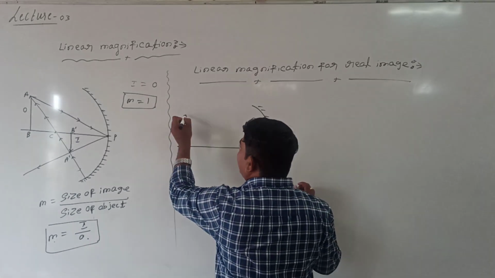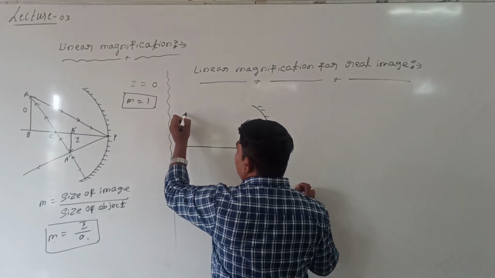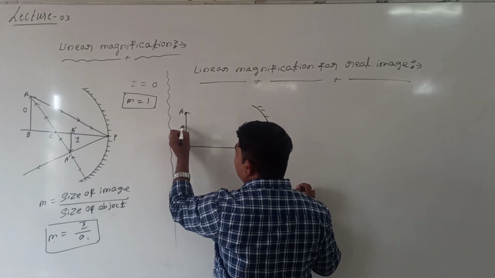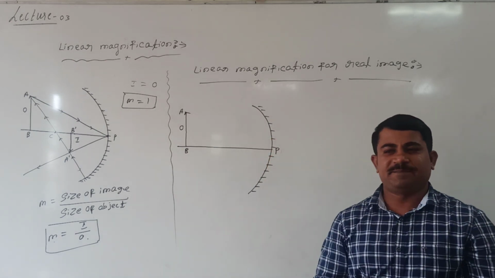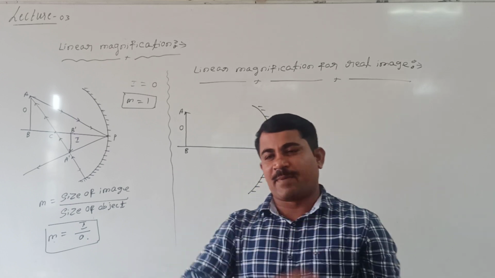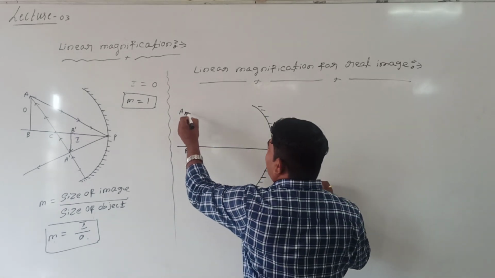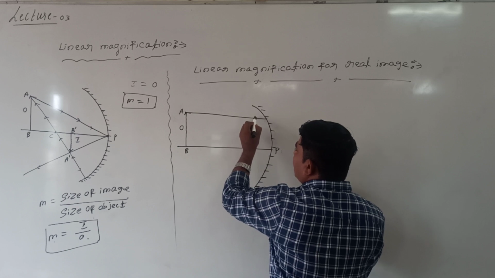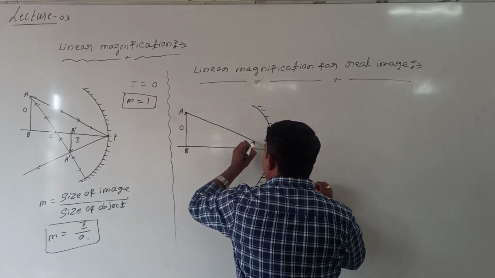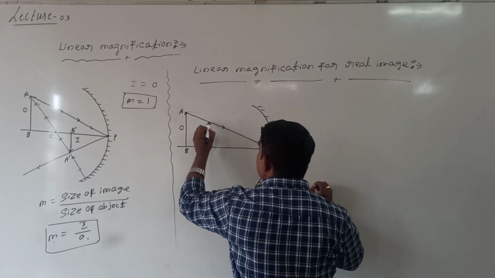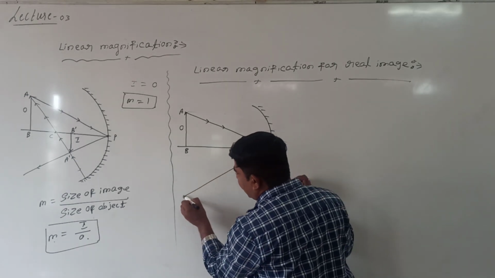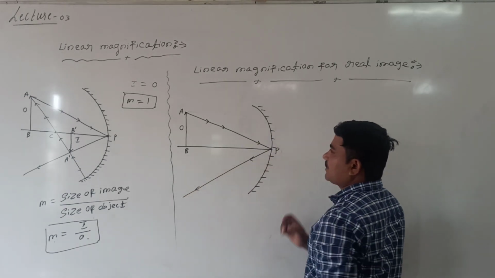Consider this is the object situated here. This object I can call AB. AB is nothing but the object, and its height can be represented by O. Now a ray of light is incident at the pole and gets reflected back. How is it? Look at me. This is the ray of light incident at the pole. At this point it is incident. After incidence, the ray of light must be reflected in this direction.